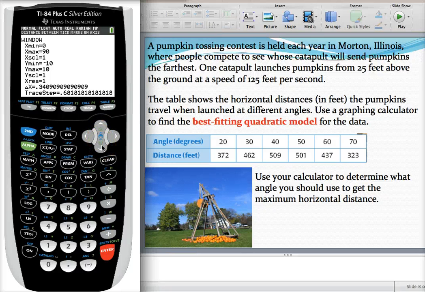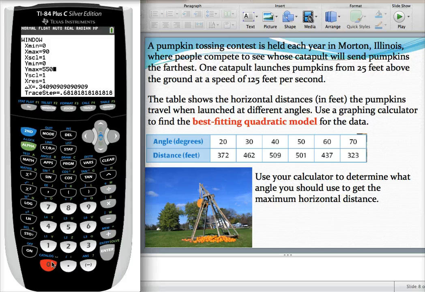So there's our x. Let's set up our y, our range. So y is our range, so minimum distance could be 0. For the maximum distance, I don't really know, but looking at my chart, I can see that the highest I have is 509, so I would go a little bit higher than that since we're trying to maximize this. So maybe go 550 or 600.